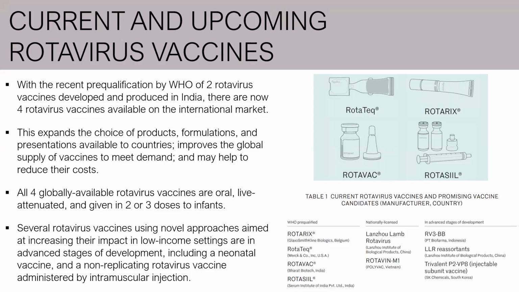We highlight a couple of the up and coming products, specifically a neonatal vaccine that is being developed in Indonesia with the Melbourne Children's Research Institute in Australia, a couple of reassortant vaccines, as well as an injectable subunit vaccine, to talk about what's coming next. But it's important to note that there are ongoing developments among the 4 pre-qualified vaccines as well. So we expect to have some updates to this brief as the years move forward and new products become available.